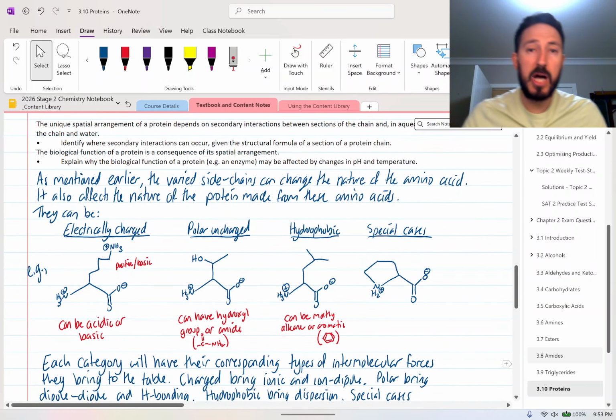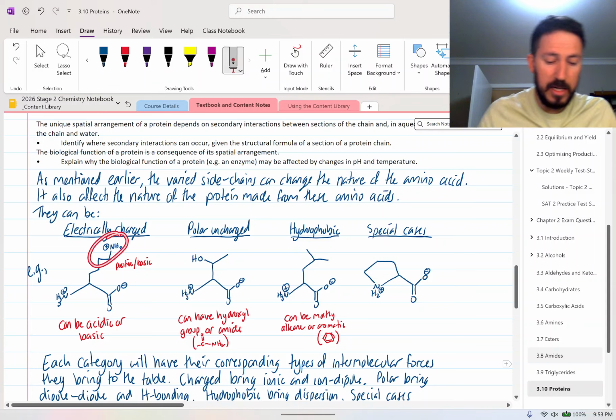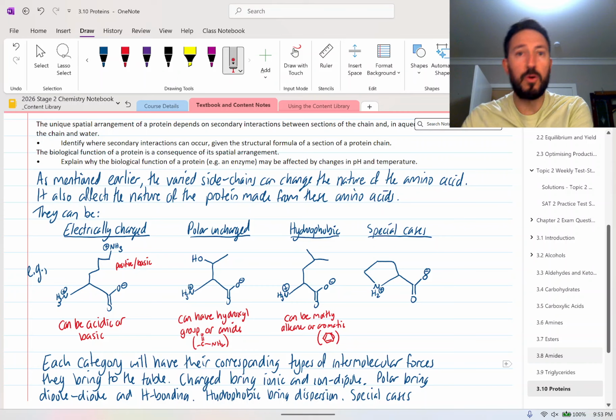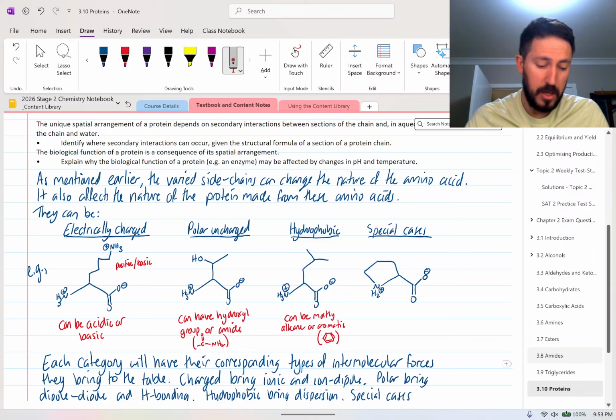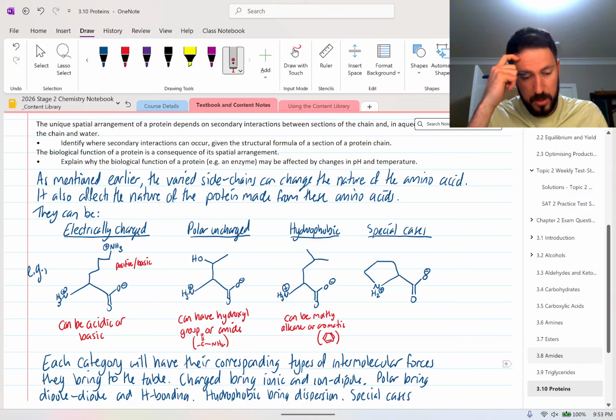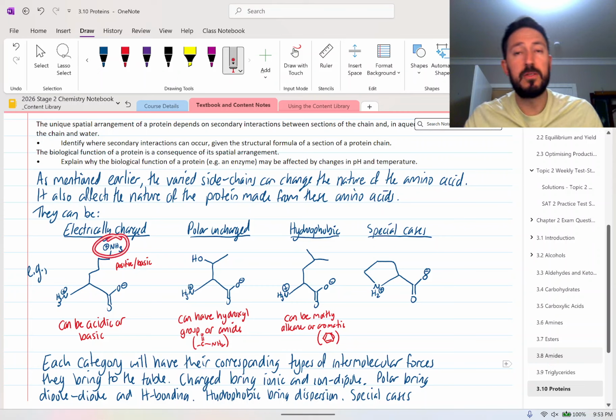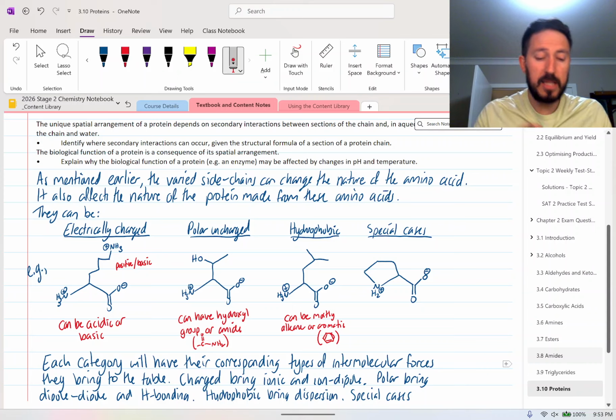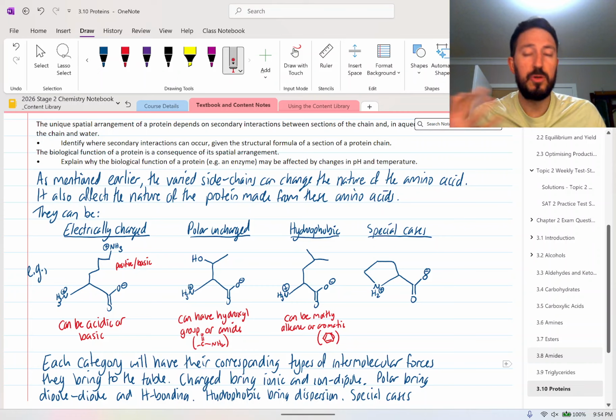Now, there's electrically charged side chains. So if we look here, we have our NH3. It's a positive or a basic side chain, and it's going to have a charge on it most of the time. So you're going to end up with some ion, in this case, the one we see here is positive, basic. You can have acidic ones as well that are going to be negatively charged. Regardless, these are going to introduce ionic bonds or ion dipole bonds with other amino acids in different places.